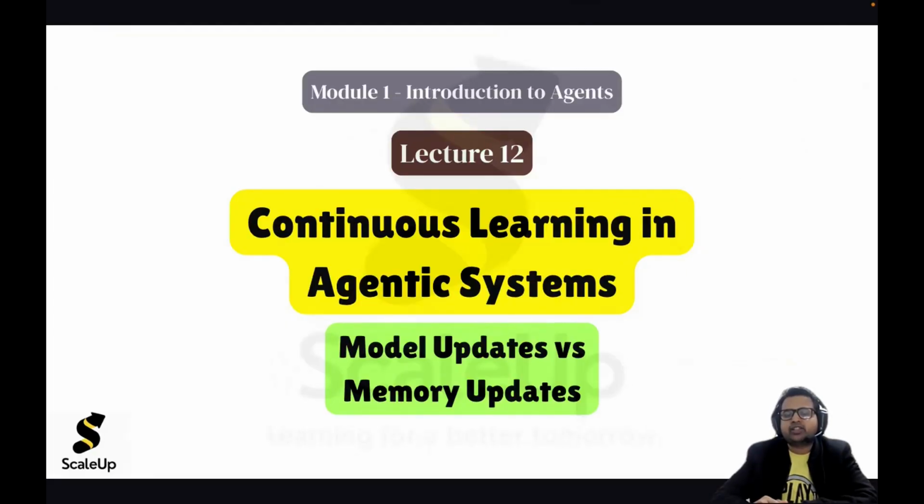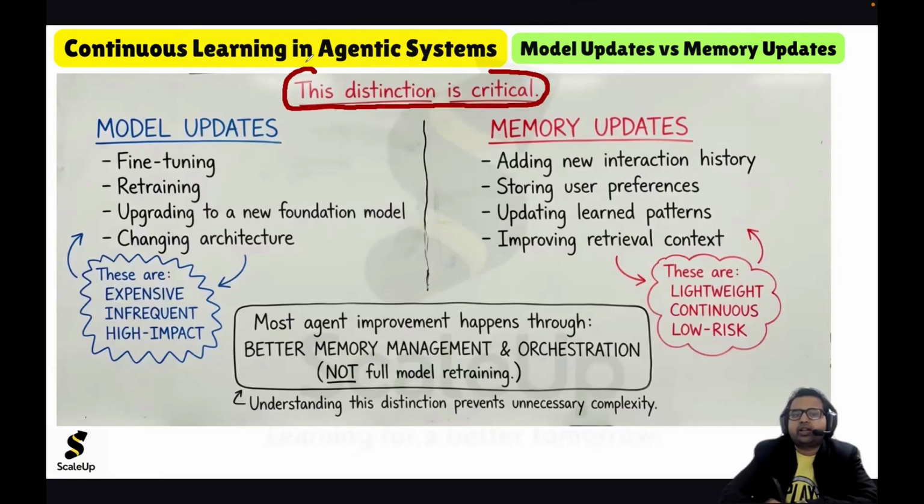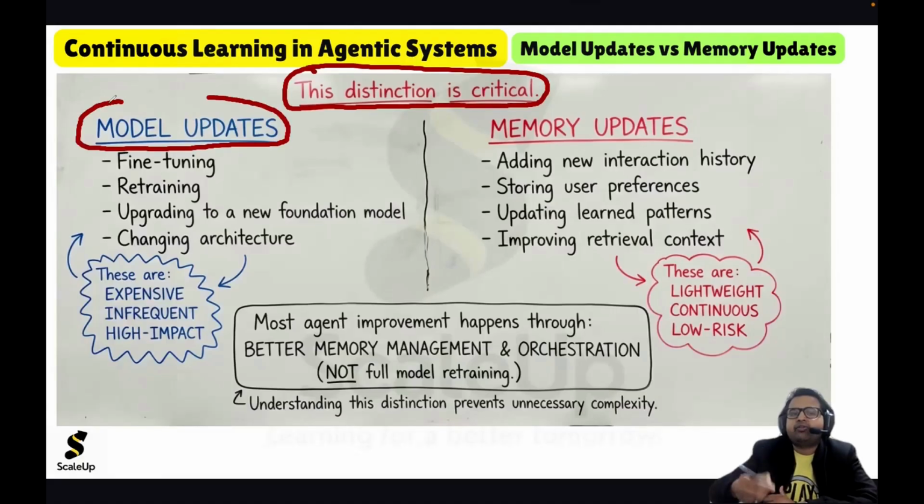Model updates versus memory updates. Now, the distinction between model updates and memory updates is very critical. It's very important. So, if I talk about model updates, it means updating the foundation model. Whatever foundation model I'm using, updating that is the model update. So, I can update the model via fine tuning. I can fine tune the model via retraining, via upgrading to a new foundation model, or via changing architecture.